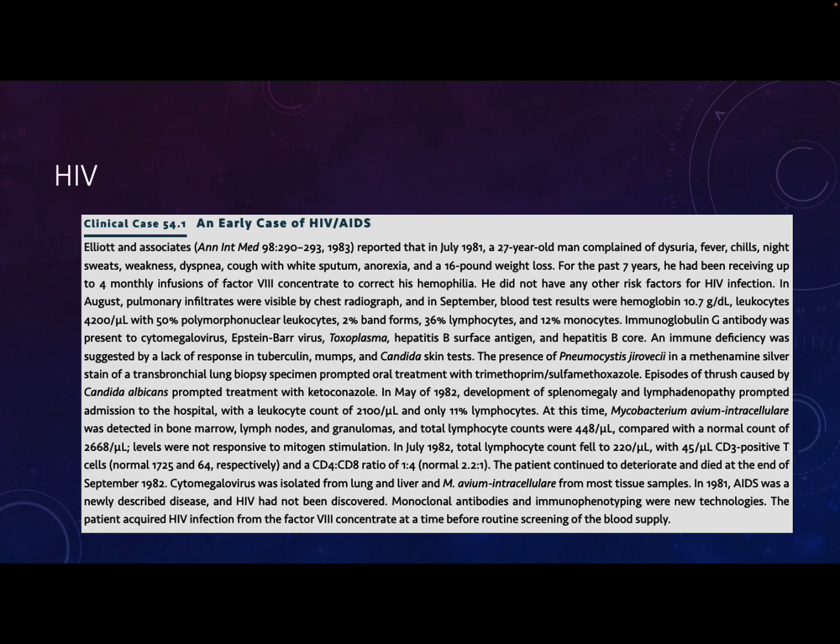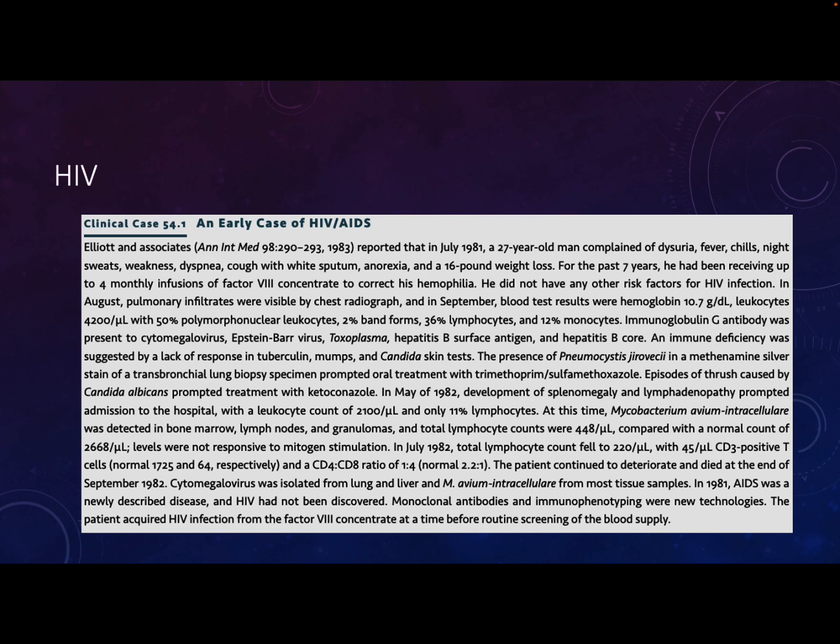In July of 1982, 1 year later, there goes his lymphocyte count again. CD3 positive T cell count, even more down, very low. You should normally have more, you should have twice as many CD4 to CD8 positive T cells. He had very few CD4 positive and 4 times more CD8 positive. So his ratios were off, his numbers were down. He continued to deteriorate, and he died at the end of September of 1982, so just over a year later. Cytomegalovirus was isolated from his lung and liver, Mycobacterium avium from most tissue samples.